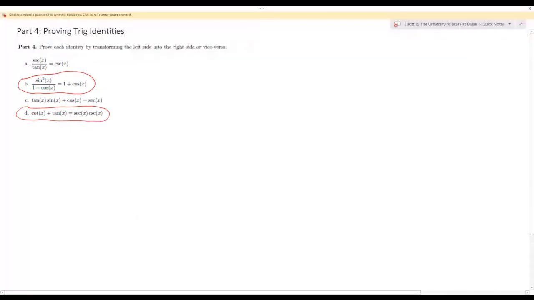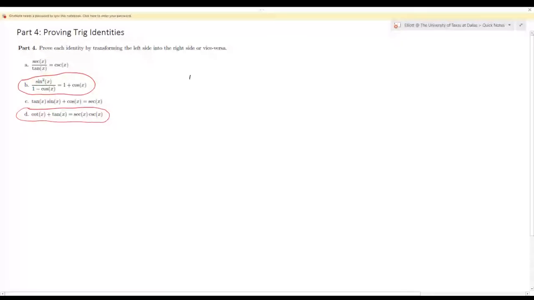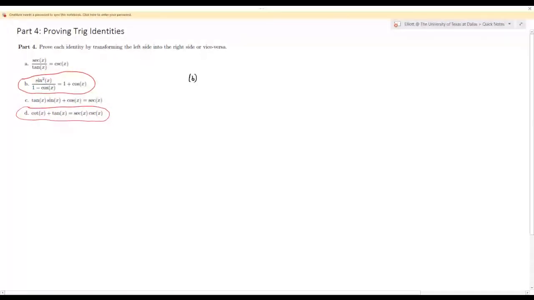So let's round out today with these last two problems, proving these identities. I'll start with B first. For these problems, it's kind of hard, but you just want to apply whatever identities come to your mind and hope that everything works out, I want to say. What I tend to do is start with one side of the identity. Here I'm going to start with the left side.